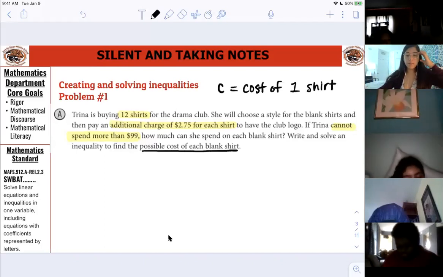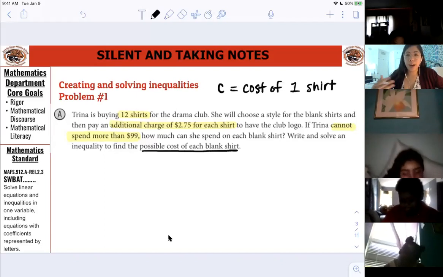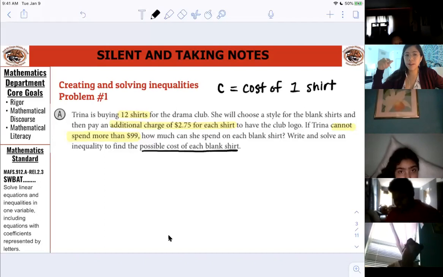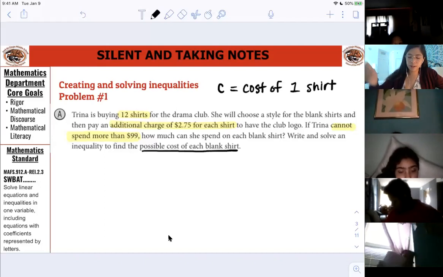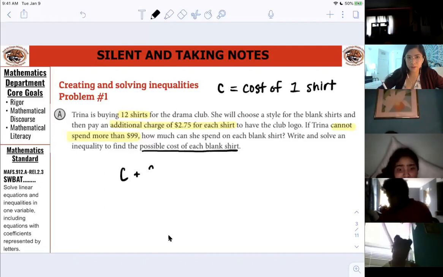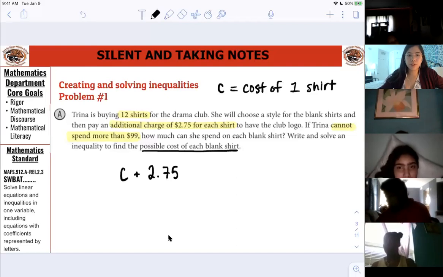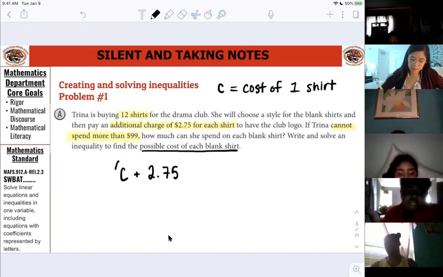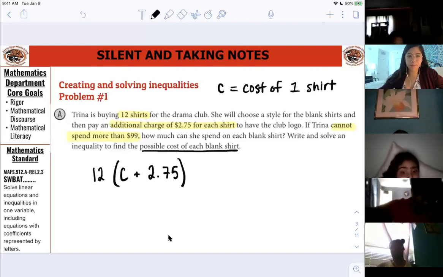All right. Now I can think about how I'm going to write my equation. If I'm Trina at the store and I'm going to buy 12 shirts, I don't know how much the shirts cost, but I do know that each shirt is going to have an additional cost on top of it. So whatever the cost is, I'm going to add $2.75, and I'm going to do that for each of the shirts. How many shirts are there total? 12 shirts. So how many times am I going to do C plus 2.75? 12 times. So this whole thing happens 12 times.